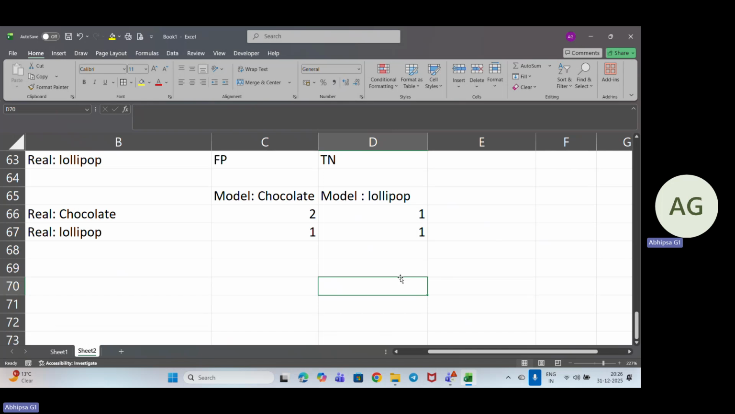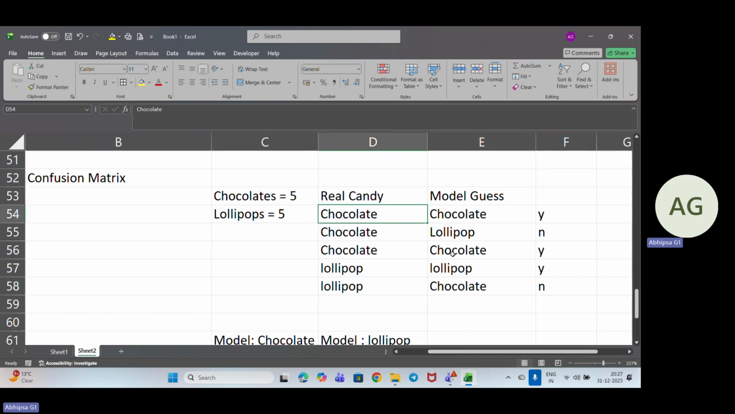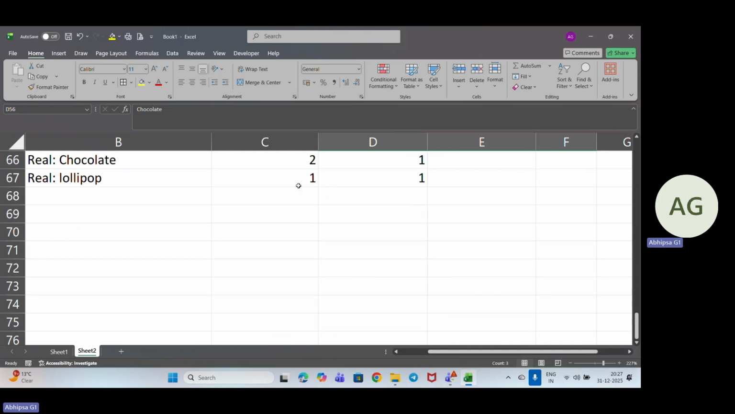Okay. So now what is this true positive? The model said yes and it was really yes. So that is coming about true positive. The model guess was chocolate and it was really chocolate. Again, the model guess was chocolate, it was really a chocolate. So we need to see all of this. Chocolate, chocolate, yes. So it is 2. That's why we have got the value as 2. The model guessed chocolate and it was actually a chocolate.